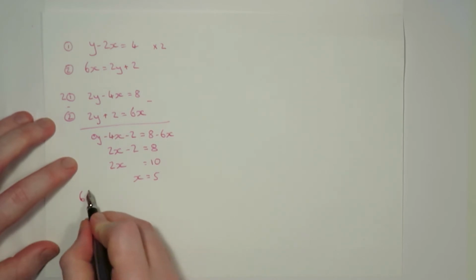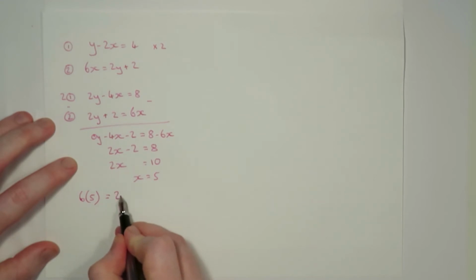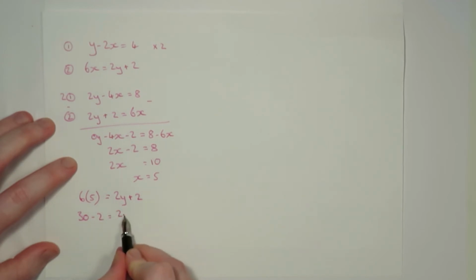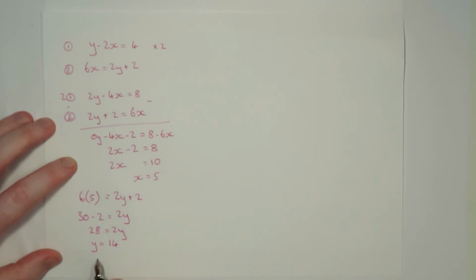6 lots of x is equal to 2y plus 2, so that's 30. Subtract 2 off both sides, so that's equal to 2y. That there is 28 equals 2y. Divide both sides by 2, you get y equals 14. So our solution there is that x is 5, y is 14.